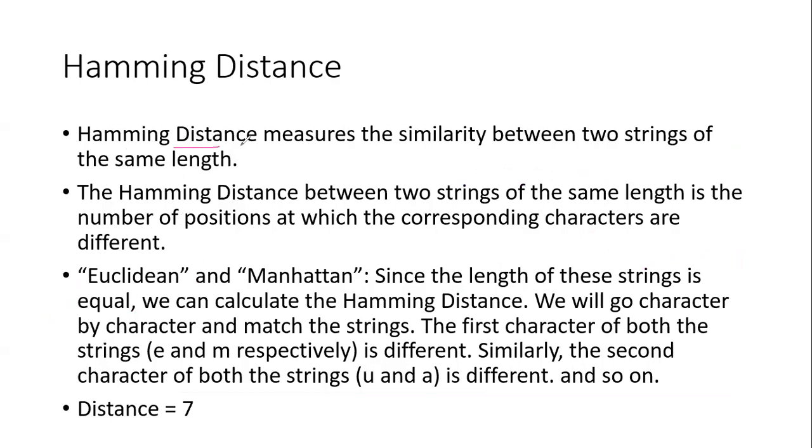Hamming distance is very simple. It measures the similarity between two strings of the same length, that's the requirement, so unlike Euclidean and Manhattan. Take 4 5 6 7 8, so all of them have 8 digits. So what's the Hamming distance? E is different from M, so 1. U is different from A, 2. C is different from N, 3, 4, 5, 6, 7. Only the last two digits are the same. So the Hamming distance is 7 because I'm varying by 7 digits.